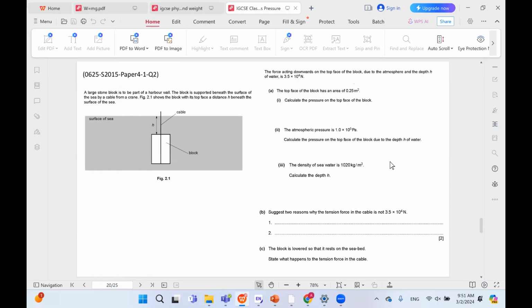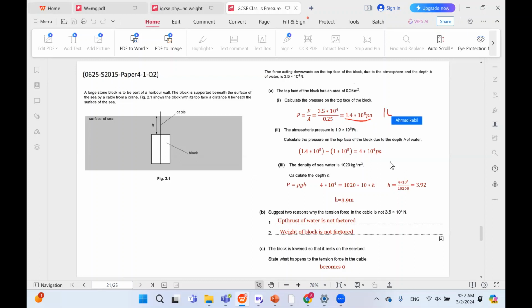Calculate the pressure. So again, this is repeated. We use P equals F over A. We are given F, we are given A. So we can simply plug them in and calculate the pressure for part I. For part I, the atmospheric pressure is 1 times 10 to the power of 5. Calculate the pressure due to the depth of the water. So the total pressure here is 1.4 times 10 to the power of 5. So this is here the total pressure.